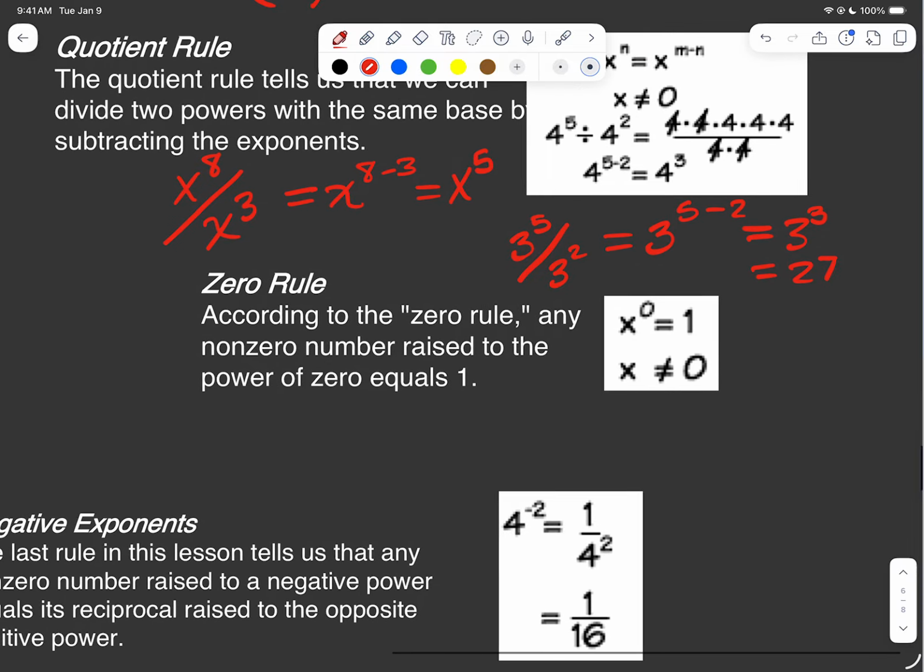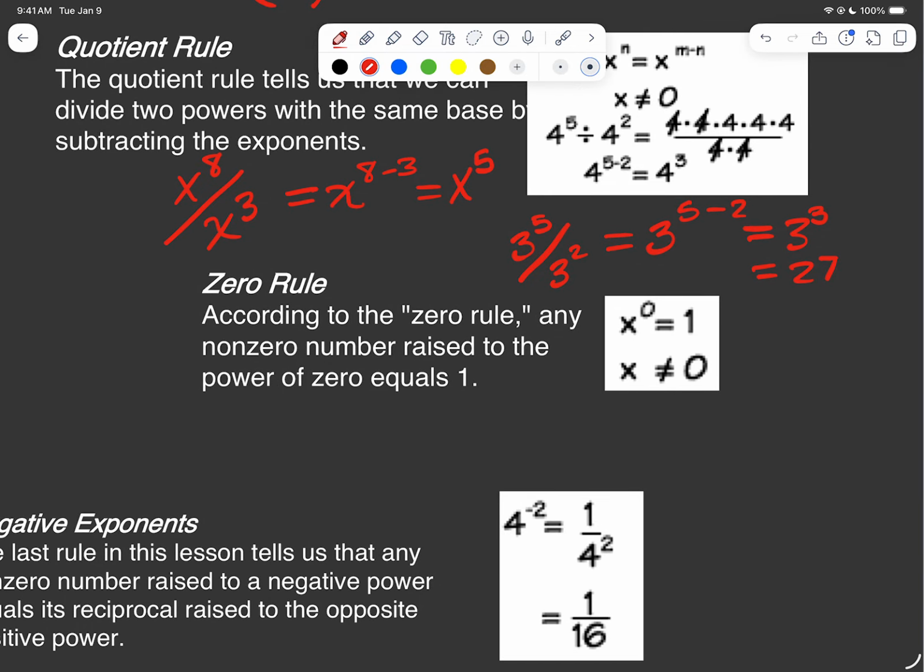Now for the zero rule, sometimes the zero rule feels like math is playing tricks with you. But I promise you that's not what's happening. For the zero rule, any number that is not 0 raised to the 0th power equals 1. It doesn't matter what it is. So 8 to the 0 equals 1. 12 to the 0 equals 1. 5,742 to the 0 power, yeah, you guessed it, equals 1.